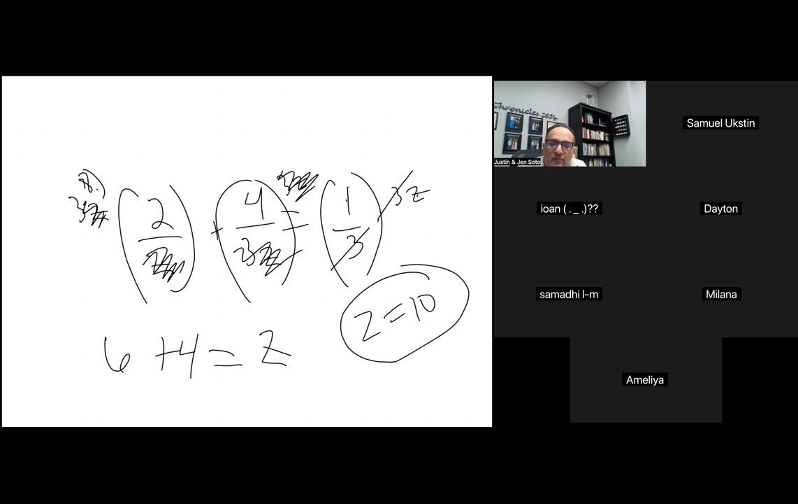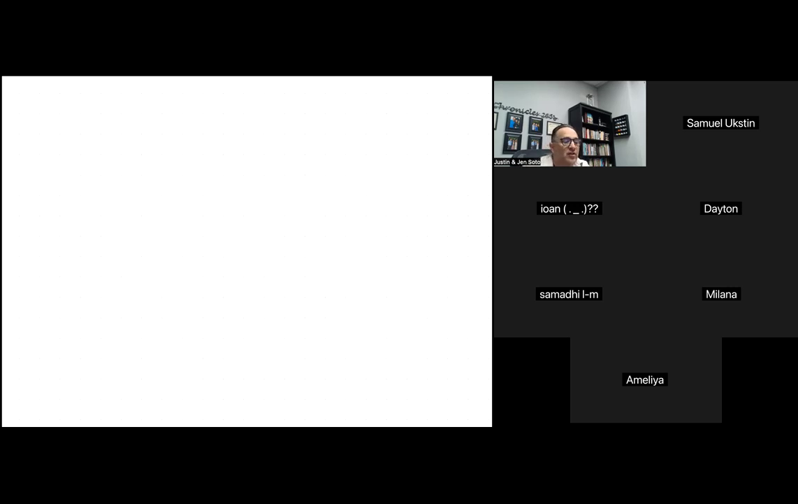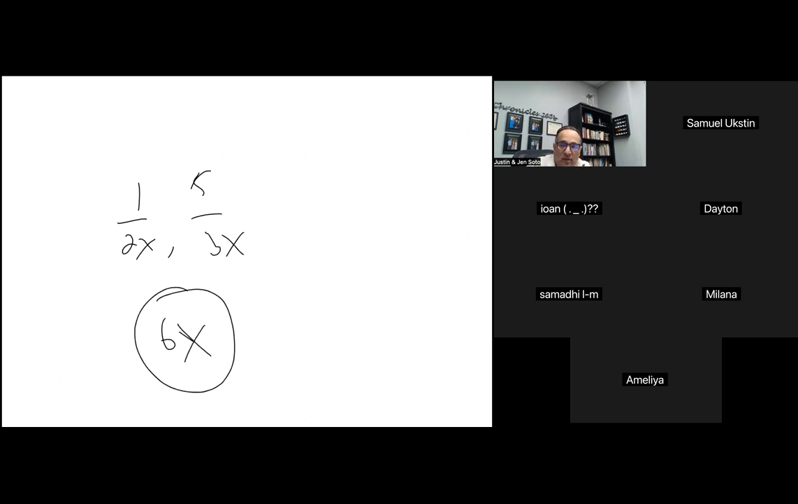Let me clear this off. Again, the least common denominator of 1 and 2x and 5 and 3x is just 6x. X's are already in both. The least common multiple of 2 and 3 is 6. That's number 1. Number 2, a little different.